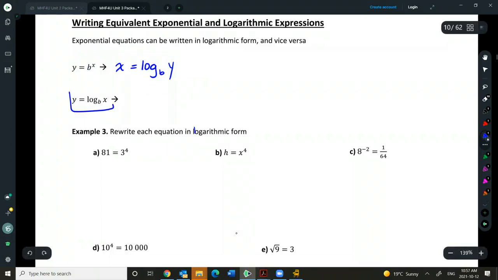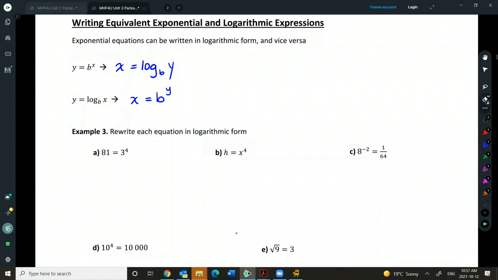Okay, and then if I want to switch back into exponential format, if I have this, remember this is the exponent. This will be my answer, so x would be equal to the base b to the exponent. So the answer to the logarithm is the exponent. Okay, so that's sort of how we swap between these two things. So let's look at a few examples if we were to rewrite in exponential or logarithmic form.